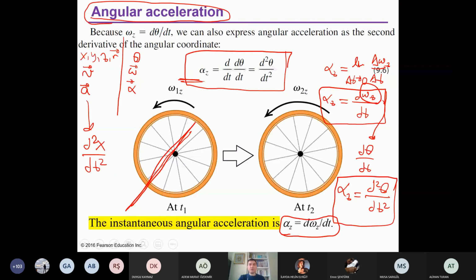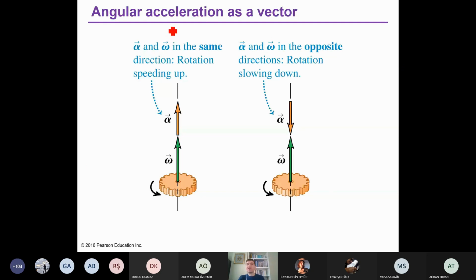So now let me continue with the direction of the angular acceleration. Angular acceleration is also a vector, and its direction is along the rotation axis. This is the direction of the rotation, and this is the rotation axis. If this is counterclockwise rotation, then this is the direction of the angular velocity.